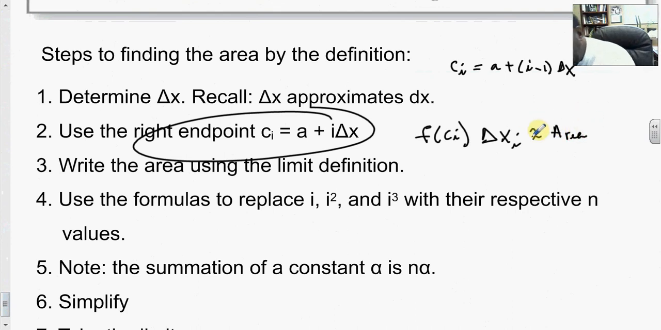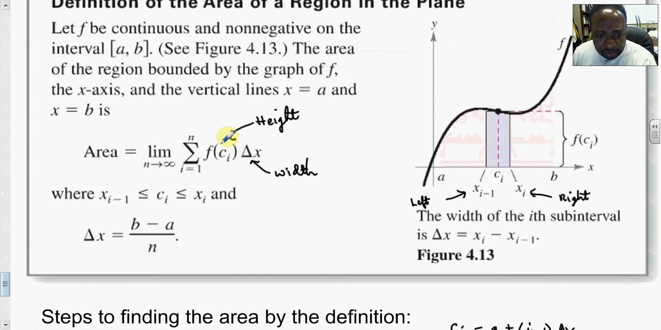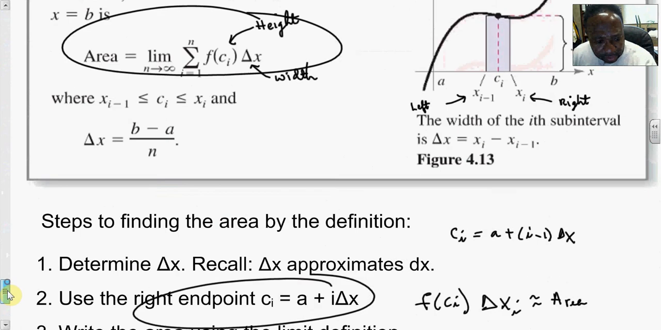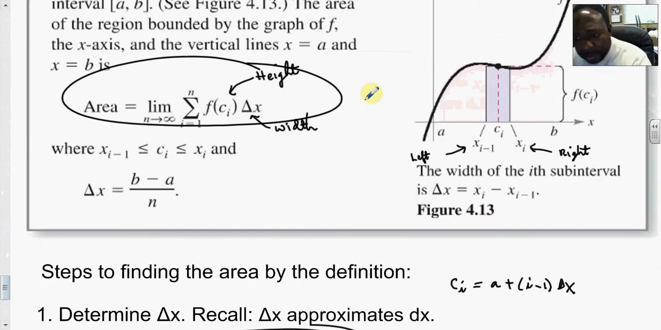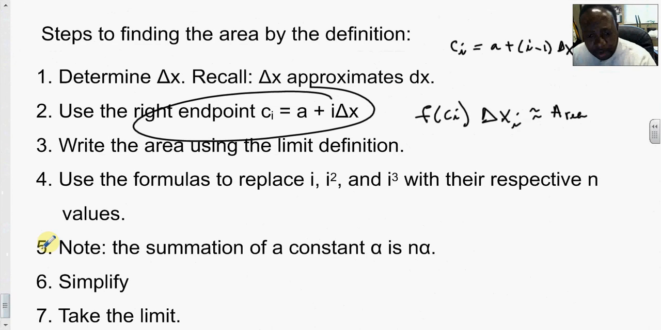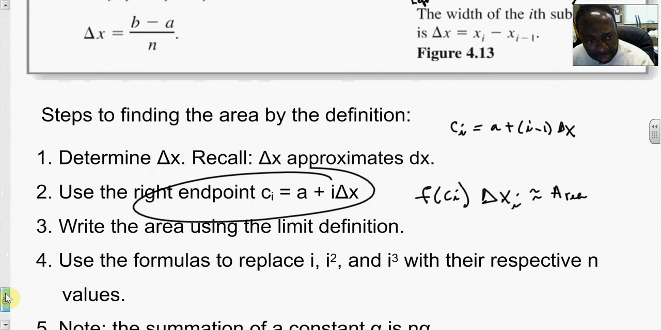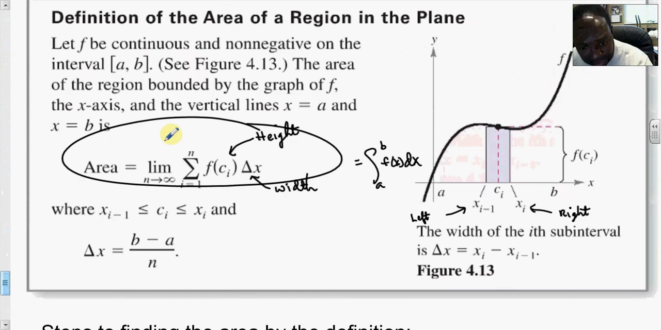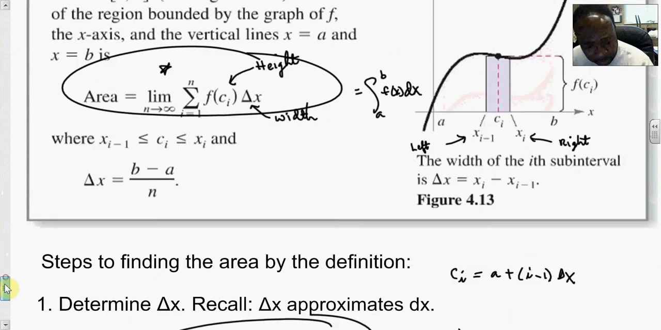And I say it's approximate because we take the limit of the summations in front of that to get what we actually want, and that's what's given here in this definition. This comes out to be, believe it or not, the integral from a to b of f of x dx. This is the definition for the integral. So we're going to follow our steps there. Write the area using the limit definition. What definition is that? It's this definition here.